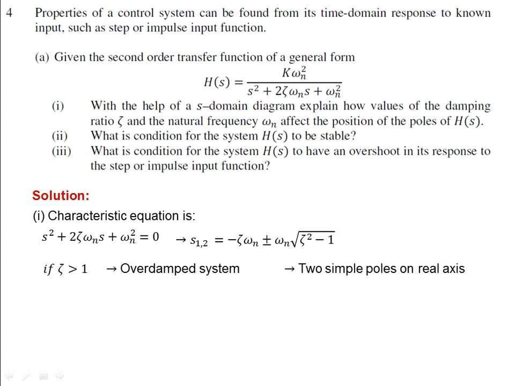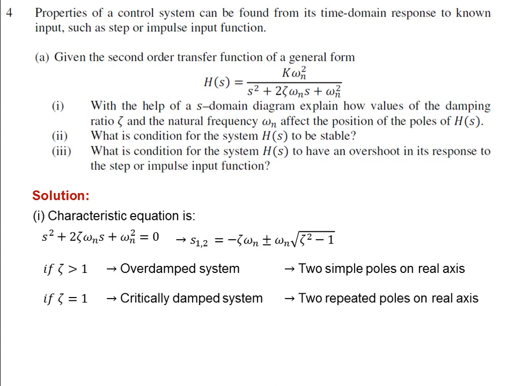If damping ratio is equal to 1, such a system is known as a critically damped system. For the critically damped system, if you look at the poles here, the root part will be 0. We have just the value of minus zeta omega n, which means s1 is equal to s2, which is equal to minus zeta omega n. So for the system with damping ratio equal to 1, the poles are repeated and are on the real axis.